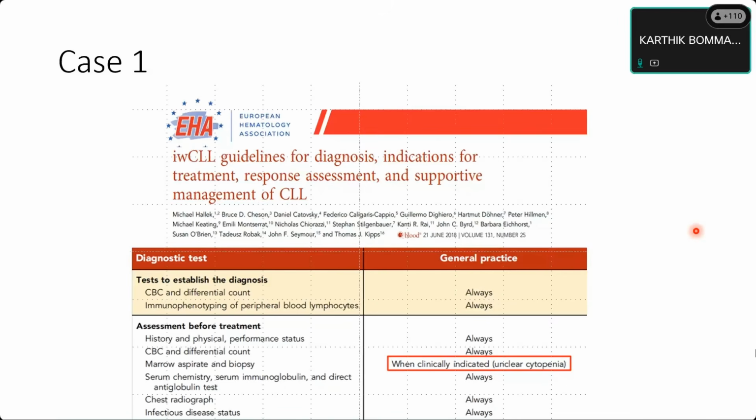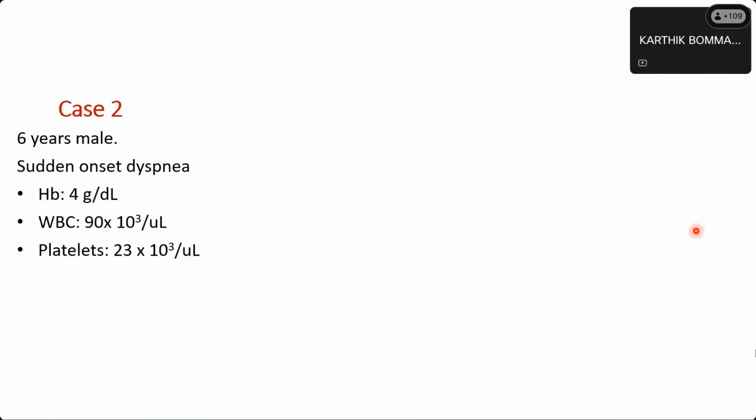Any doubts? Okay. So case 2, 6-year-old male, sudden onset dyspnea, hemoglobin 4, WBC of 90,000, platelets are 23,000. So Dr. Swati, based on the clinical history, what is coming to your mind? The child having some AML. Yes. AML. Why AML?